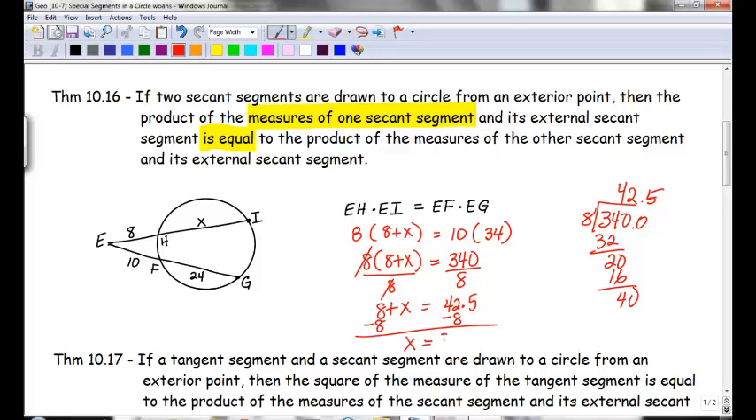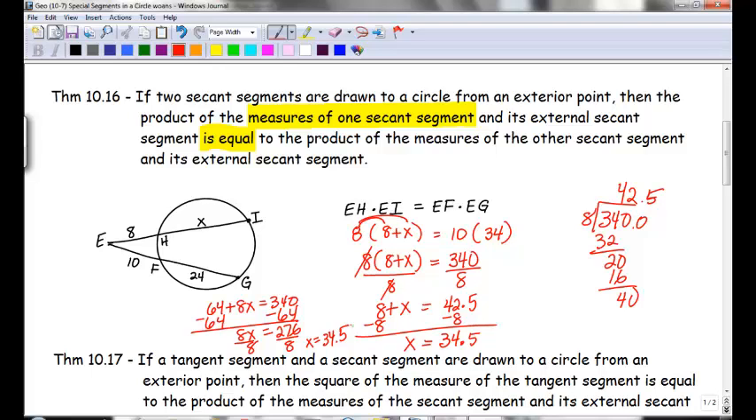And X would equal 34.5. Now, the way I'm showing you here is not the only way to work that. You could distribute the 8 and say that'd be 64 plus 8X equals 340. I could subtract 64 on both sides and then divide, 276, and then divide that by 8. Do I get the same answer? Better. 34.5. So your steps don't have to agree with mine, but your final answer should be 34.5.